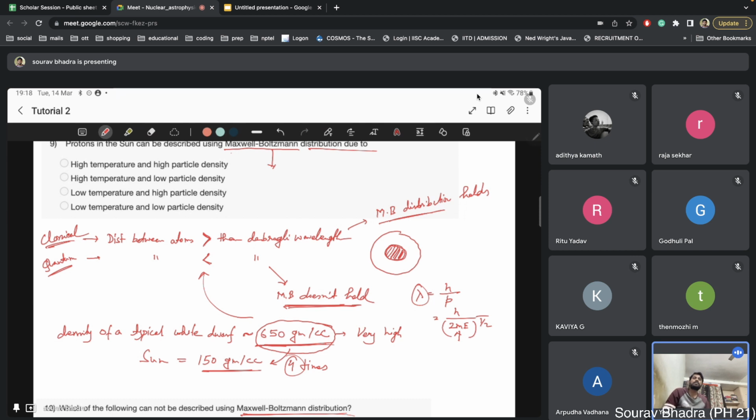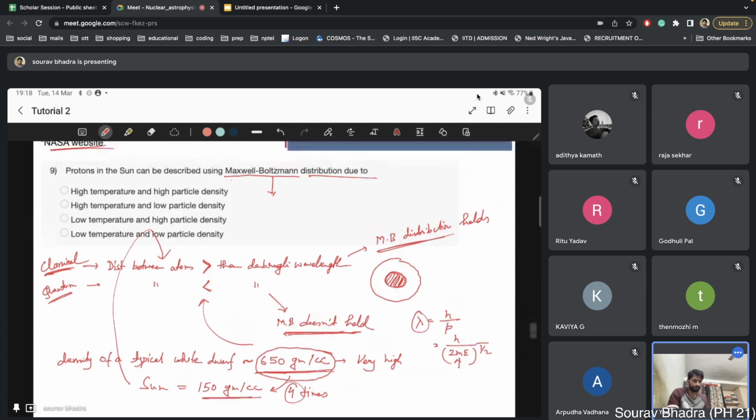So this density is not high enough, and in this 150 gram per cc limit, this upper condition generally holds. The distance between the atoms is greater than the de Broglie wavelength. So that means we are in the classical limit, and the Maxwell-Boltzmann distribution holds well here. So the main part is the transition between classical and quantum. Whenever you are going into the quantum regime, the Maxwell-Boltzmann distribution will not be valid. So that is the main background of this question: protons in the sun can be described using the Maxwell-Boltzmann distribution because it is in the classical limit till now.